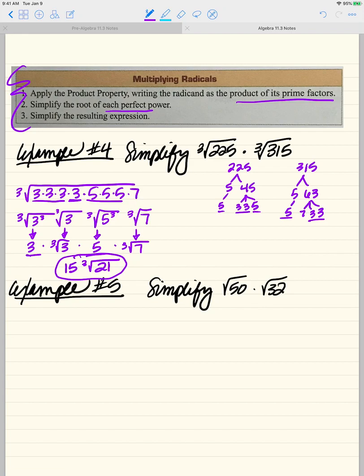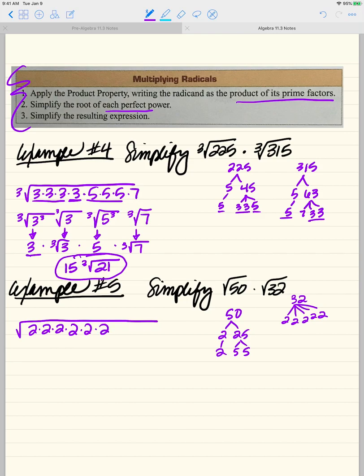And then example number 5, okay, 50. We're going to go 2, 25, 5, 5, and 2. 32. Remember, 32 is 2 to the 5th. Okay, so we end up with 6 2s. 1, 2, 3, 4, 5, 6.